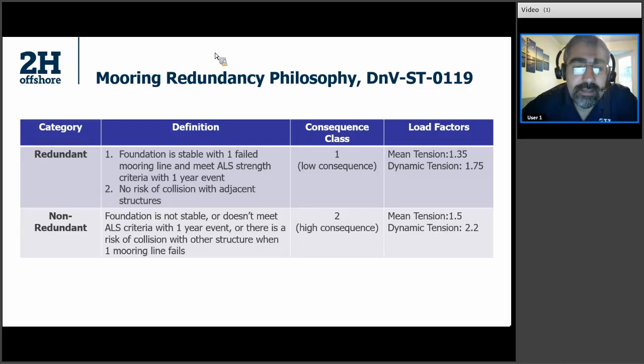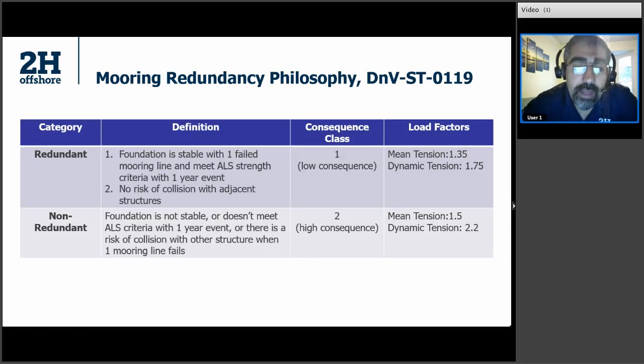So when it's a redundant system, it's the lower consequence. So failing a mooring line is not going to cause a big issue. So it's a low consequence class. And for that, we are allowed to use lower safety factors on the load side, as shown on the right side. It is 1.35 for the mean tension and 1.75 for the dynamic tension.